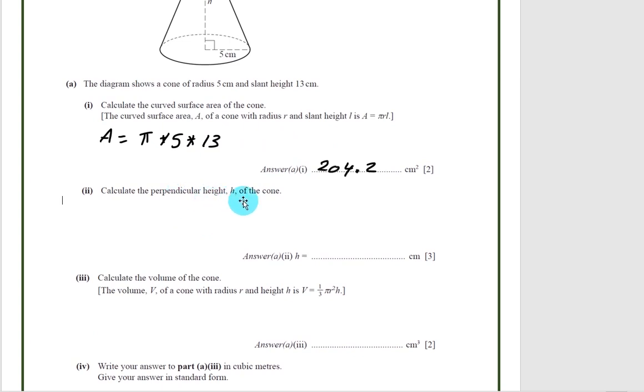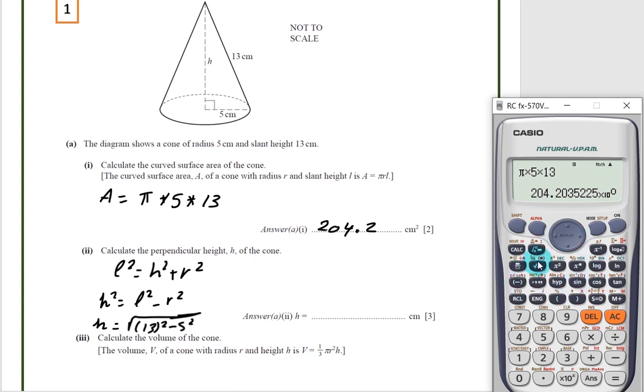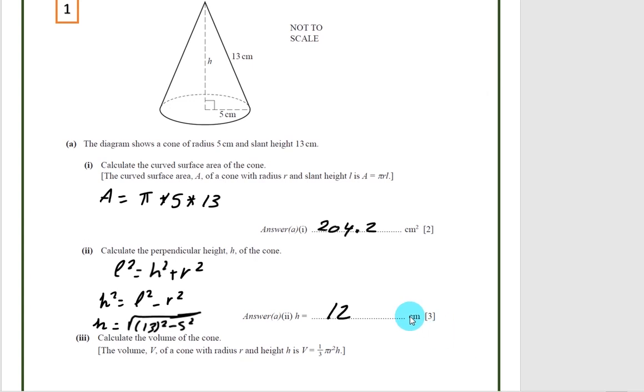Calculate the perpendicular height h of the cone. You need this h. You remember Pythagoras. So L squared is equal to h squared plus R squared, so H squared will equal to L squared minus R squared, so H will be equal to square root of 13 squared minus 5 squared. So let us go ahead. Square root of 13 squared minus 5 squared will equal to 12. So the height equal to 12 centimeter.